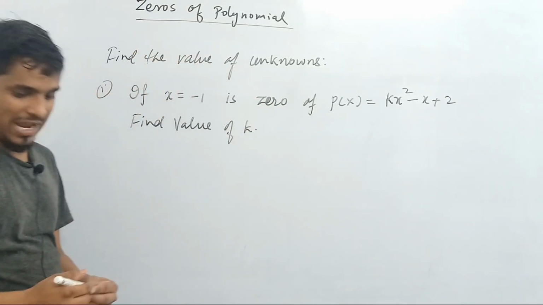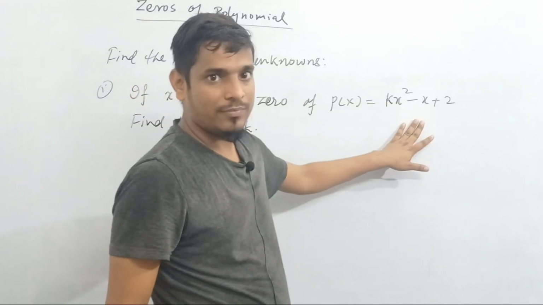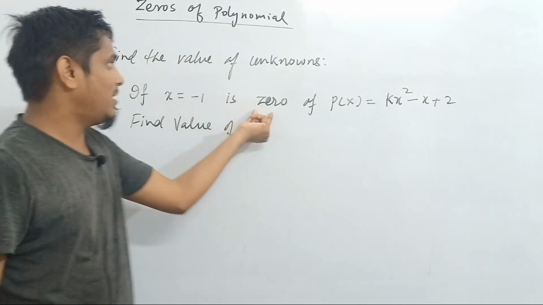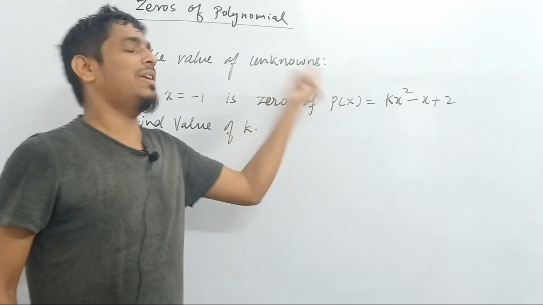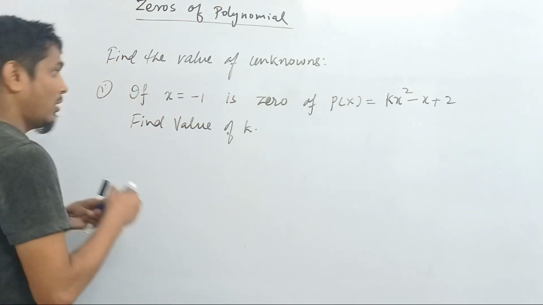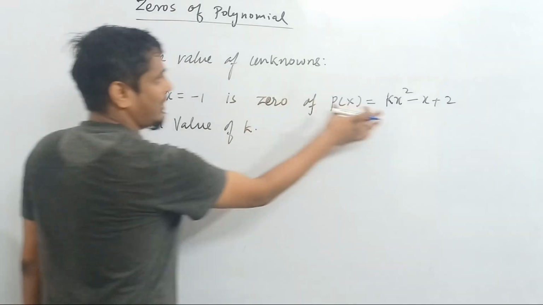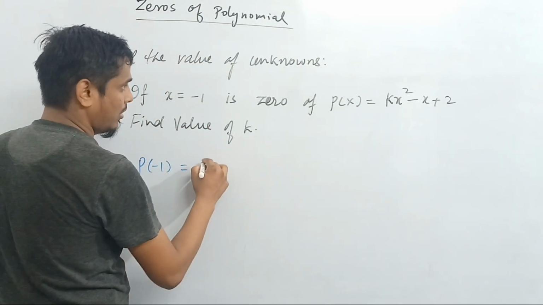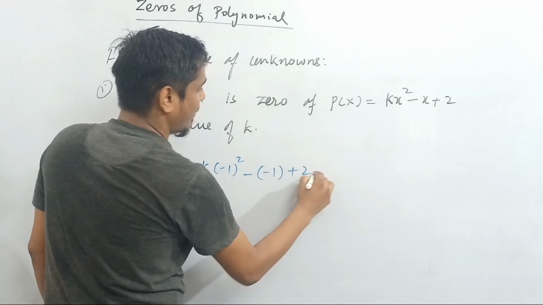So here we are given that x equal to negative 1 is a zero of p(x). Then we need to find the value of k. It means that at x equal to negative 1, the p(x) value will be 0. So substitute the value of x equal to minus 1 in the given polynomial. So p(negative 1) is equal to k times negative 1 square minus of negative 1 plus 2.